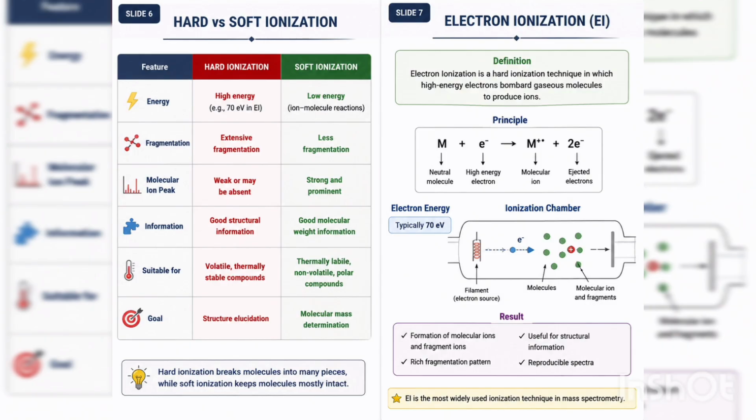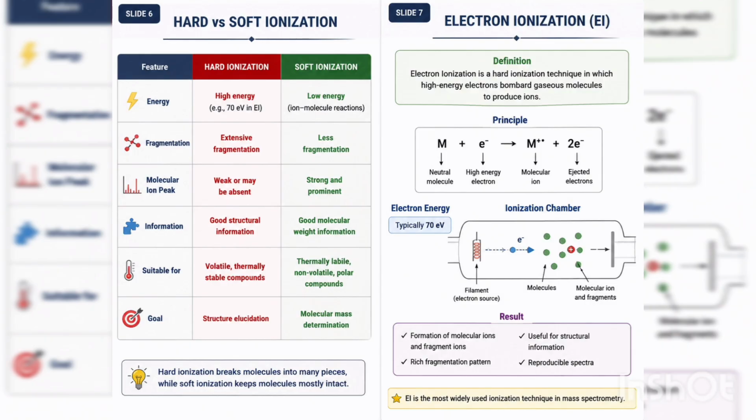The important components of an EI source include electron source, filament, ionization chamber, sample inlet, ion extraction system. The sample must generally be introduced in the gas phase. The result is a molecular ion plus several fragment ions. The fragmentation pattern acts almost like a fingerprint of the molecule. That's why EI spectra are extremely useful for structural identification.